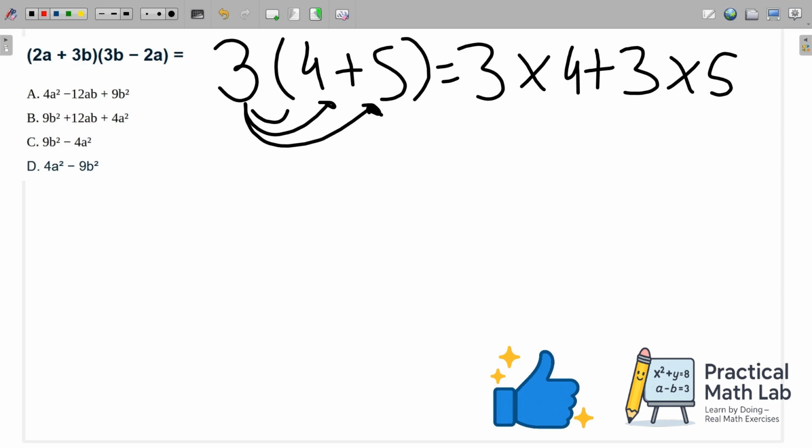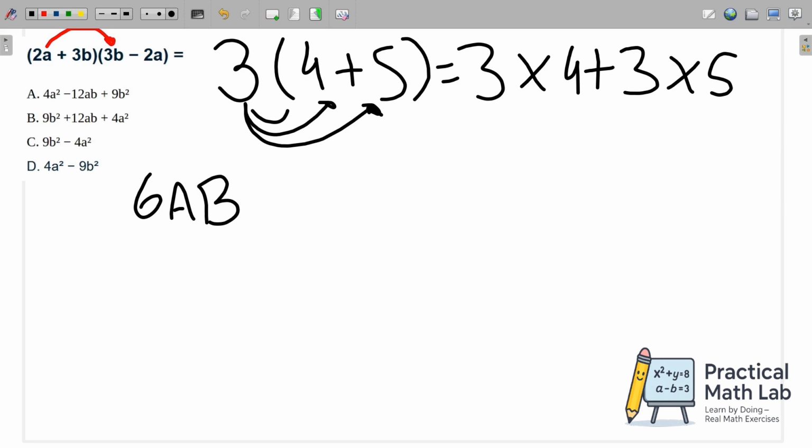It's the same process here, so when you take 2a and multiply it by 3b, you get 6ab. Then, when you multiply 2a by negative 2a, you follow the same rule as before. It's minus 4a squared.